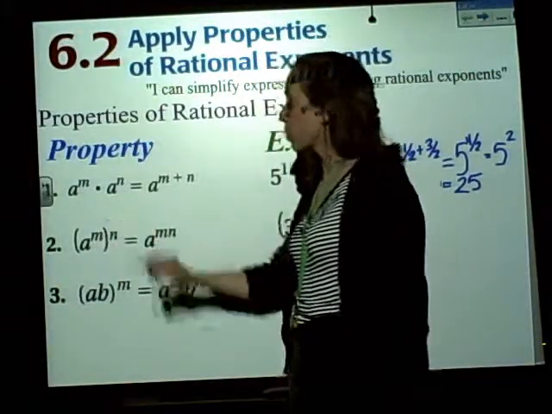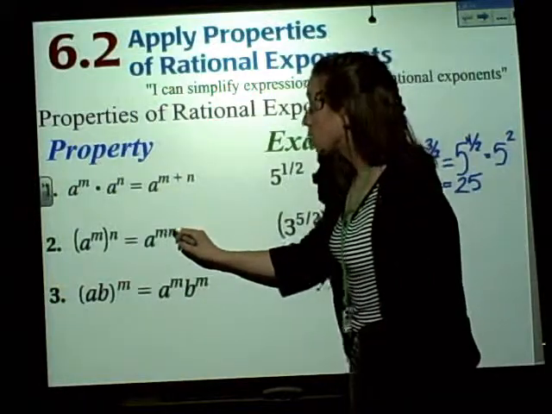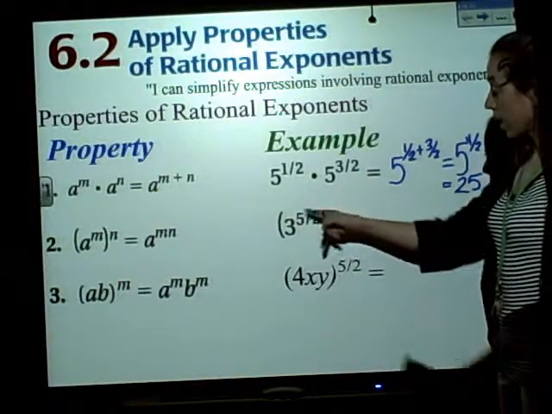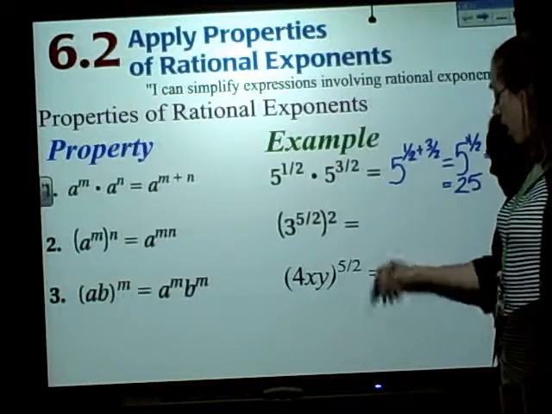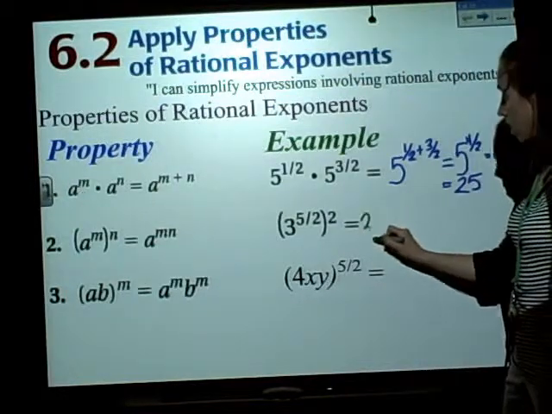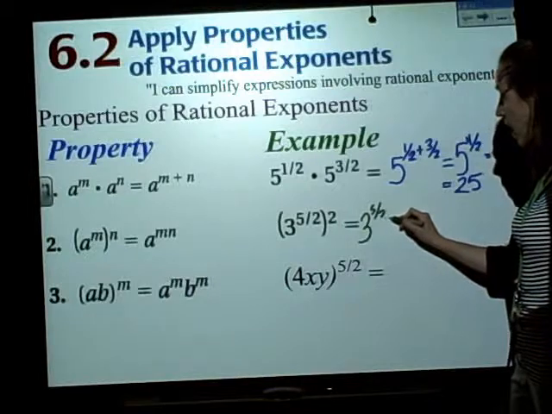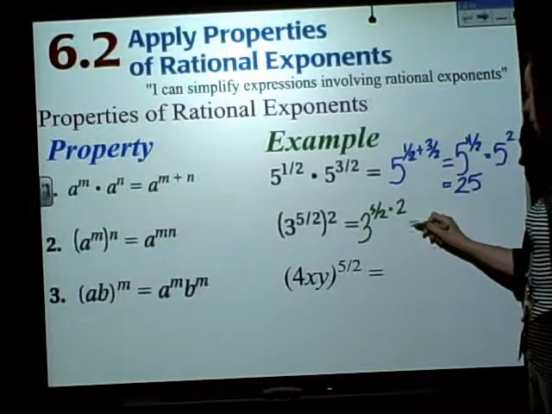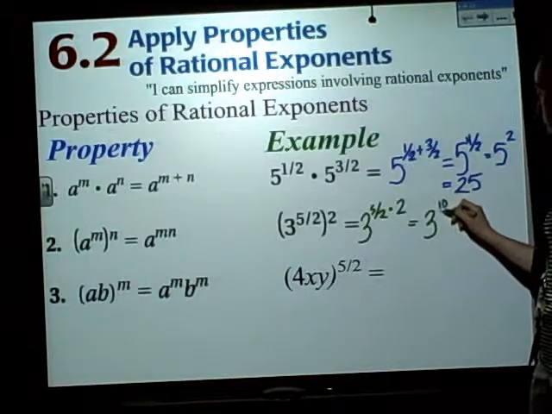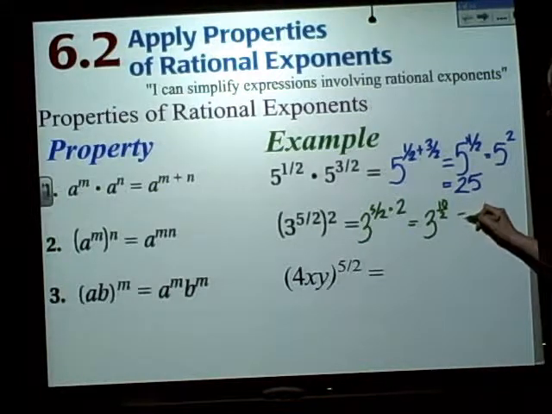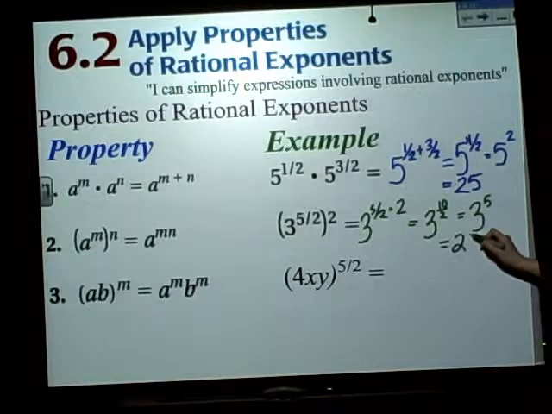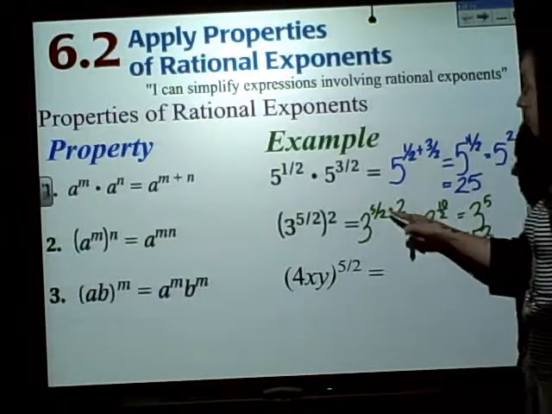My next property is what I use if I have one base and two exponents. This is my power to a power property. This property tells me to multiply them. So if I have 3 to the 5/2 power raised to the second power, I'm going to take 5/2 and multiply by 2. 5/2 times 2 is the same as 3 to the 10 over 2, which is 3 to the 5th power, which gives me 243.